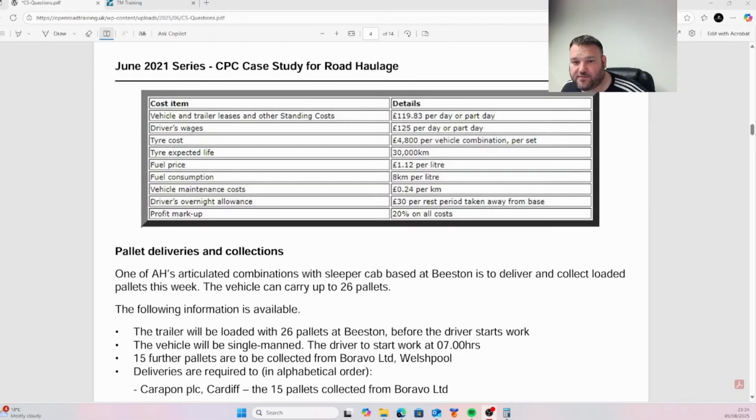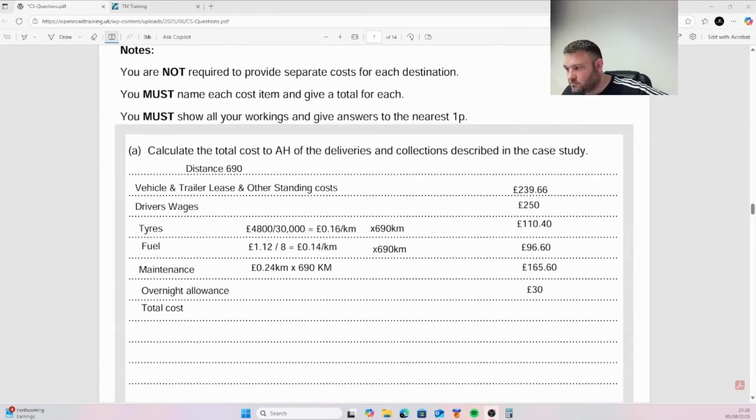Next on the list, we have the driver's overnight allowance. So this one we're not multiplying by 2 because it was done over 2 days, which was only one rest period taken away from base. So the cost for that is £30. So the next thing we're going to do is work out our total figure here. So all we're doing is adding all these numbers together, and that will give us £892.26. And that is all we are doing for that part of the question.